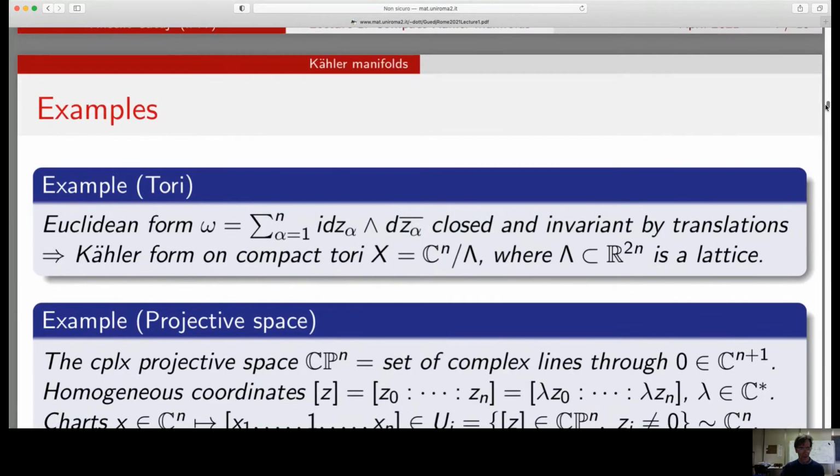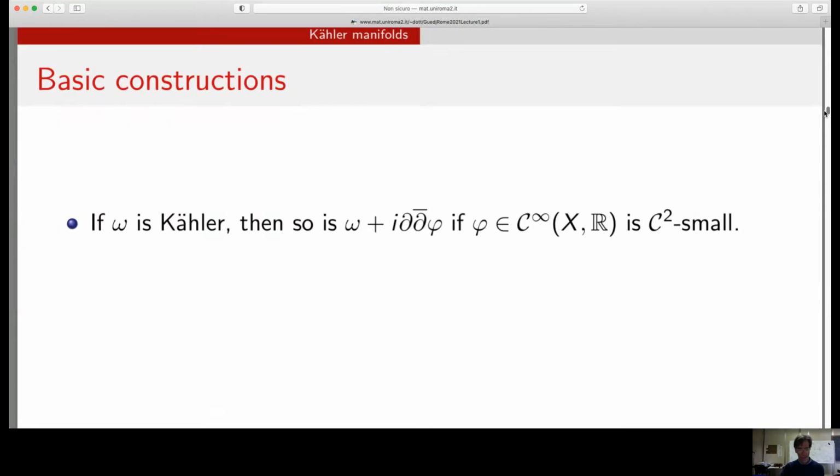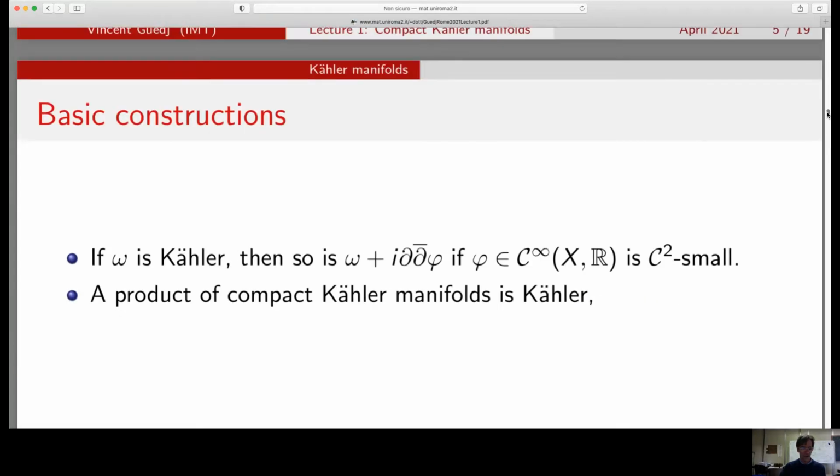Okay, this is another basic example. Note that if you add to some Kähler form omega i dd bar of some function phi, then omega plus i dd bar phi is certainly still a 1-1 form and it is still closed, but if you assume that it is still positive, so it comes from a positive Hermitian metric, then this will be another example of a Kähler metric on your manifold. In particular, if the C2 norm of your smooth function phi is sufficiently small, then omega plus i dd bar phi will also be Kähler if omega is Kähler originally.